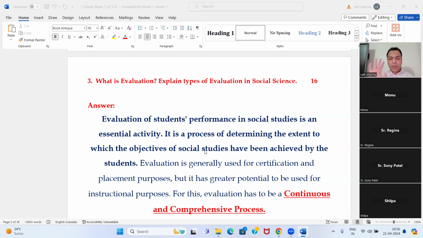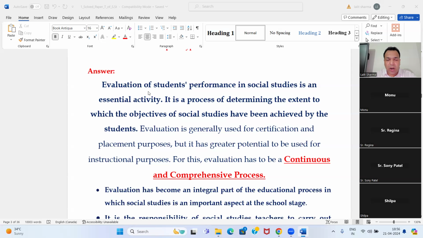So guys, you should know that first we discuss what evaluation is. What is evaluation? And always remember, evaluation is the most important tool. It is in the hand of the teacher. So, evaluation of students' performance. Look at the answer: evaluation of students' performance in social studies. Now, if it is English, then here you write English. If it is science, then here you have to write science. If it is maths, then maths. Okay.